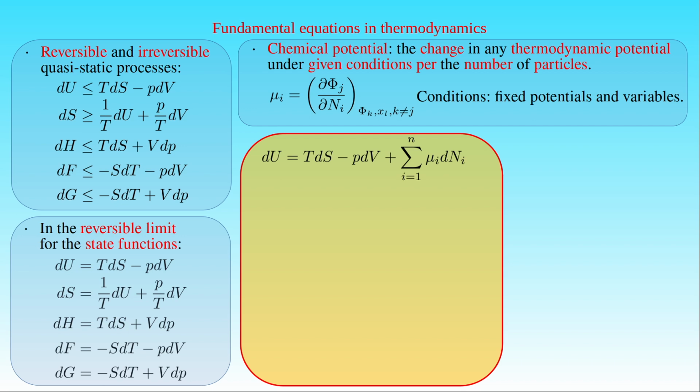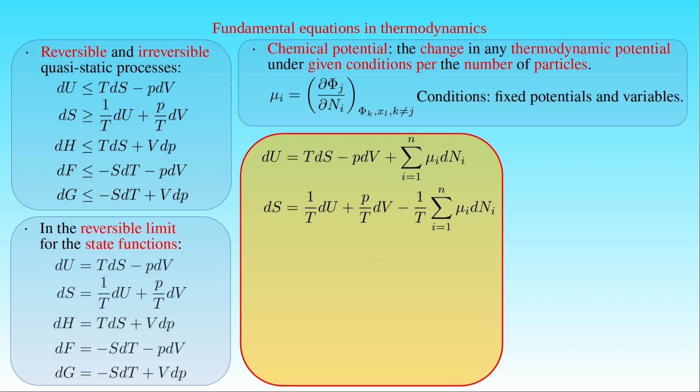If we solve this equation for the differential of the entropy S, then we obtain 1 over the temperature T times the differential of the internal energy U, plus the pressure P over the temperature T times the differential of the volume V, minus 1 over the temperature T times the sum of the chemical potential μI times the differential of the number of particles Ni.